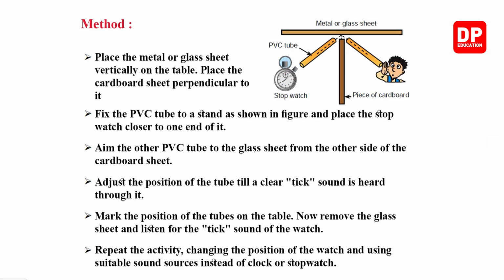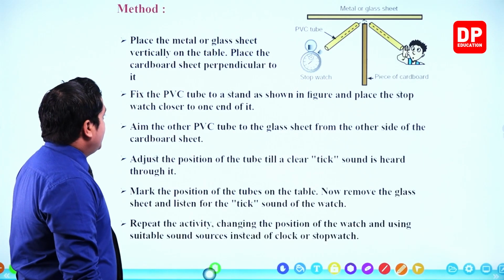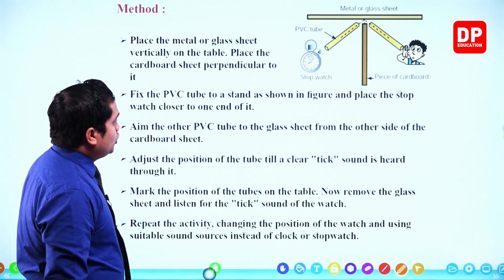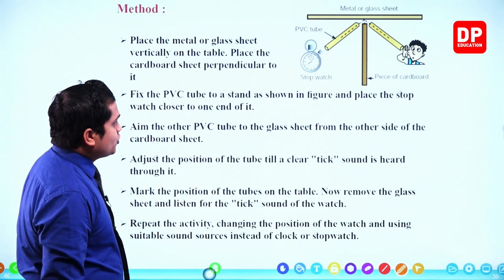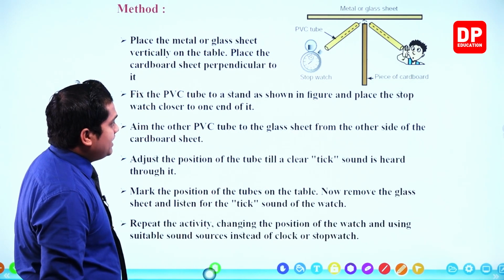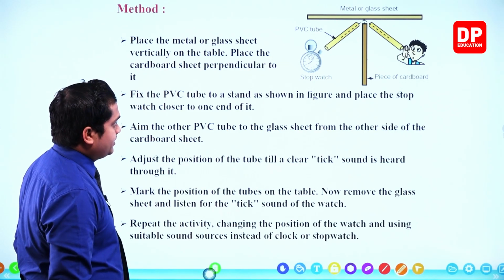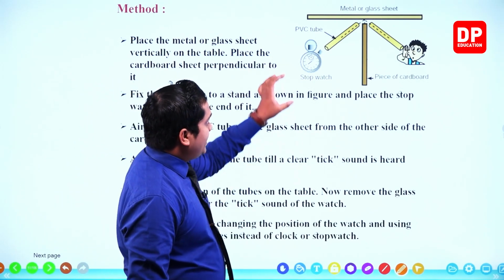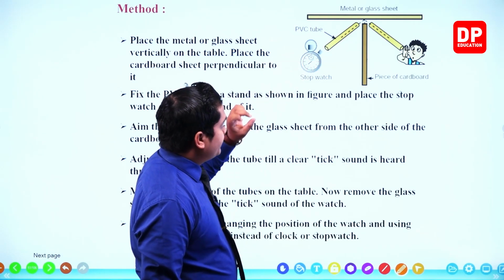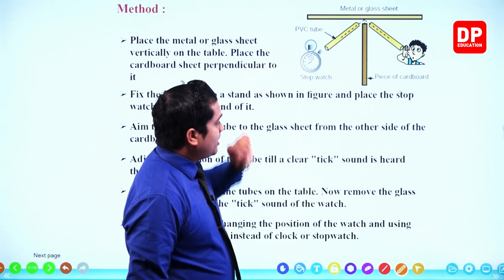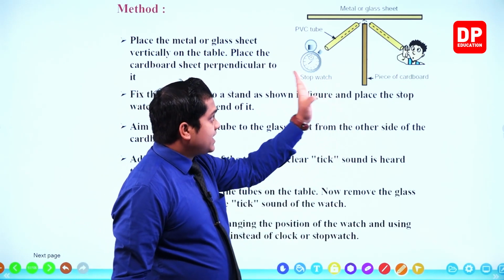Place the cardboard sheet perpendicular to it. Now that cardboard sheet, we have to keep it perpendicular, or else that wooden sheet. We have to keep it perpendicular as per the diagram. You can see it very clearly. Fix the PVC tube to a stand as shown in the figure and place the stopwatch closer to one end of it. Now what do you have to do? You have to take the PVC tube and keep it over here, and place the stopwatch near that PVC tube, okay? From one side of the cardboard.